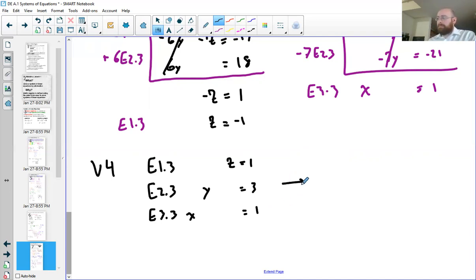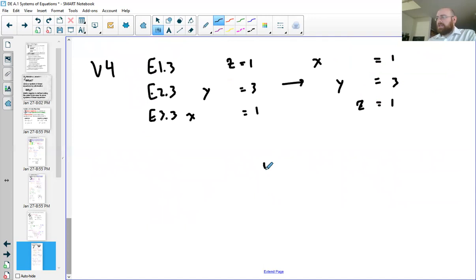Typically, we like to write it with our x on the top one. So we can switch rows 1.3 and 3.3 to get x is equal to 1, y is equal to 3, and then z is equal to positive 1. And that way, we have our variables in descending order. If we wanted to write this as a point, a coordinate triple, we would write it like a coordinate pair, but with 3 numbers. So 1, 3, 1.